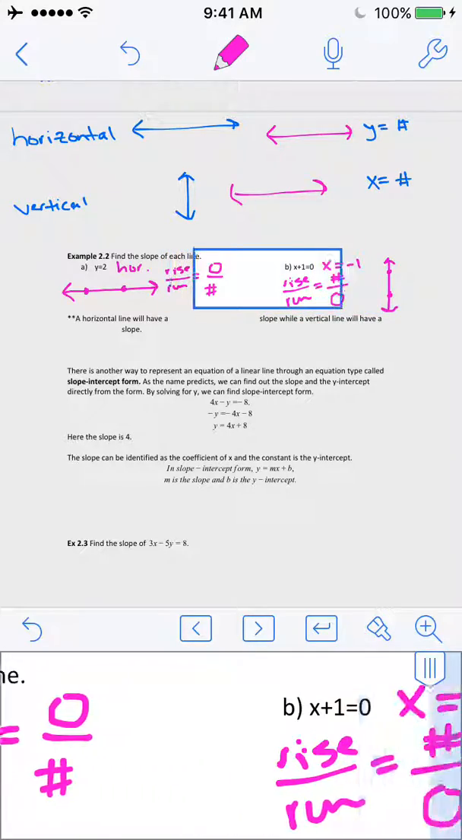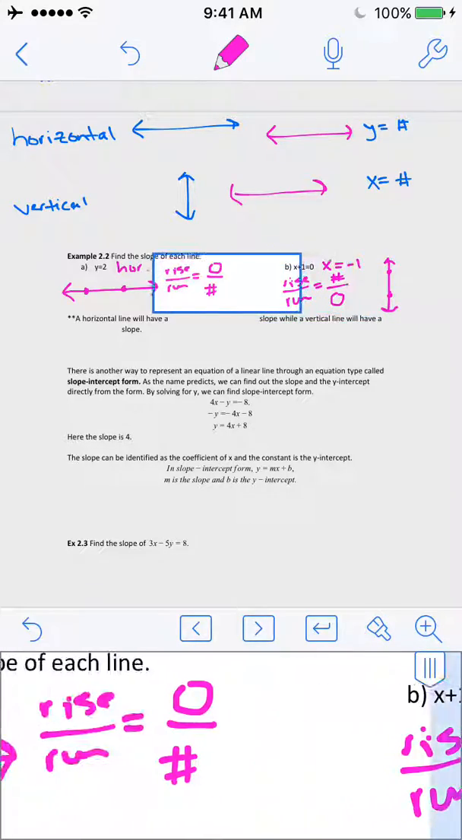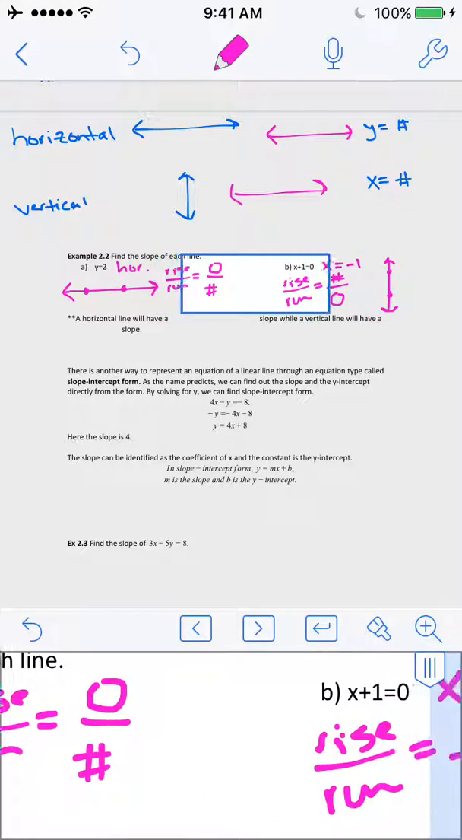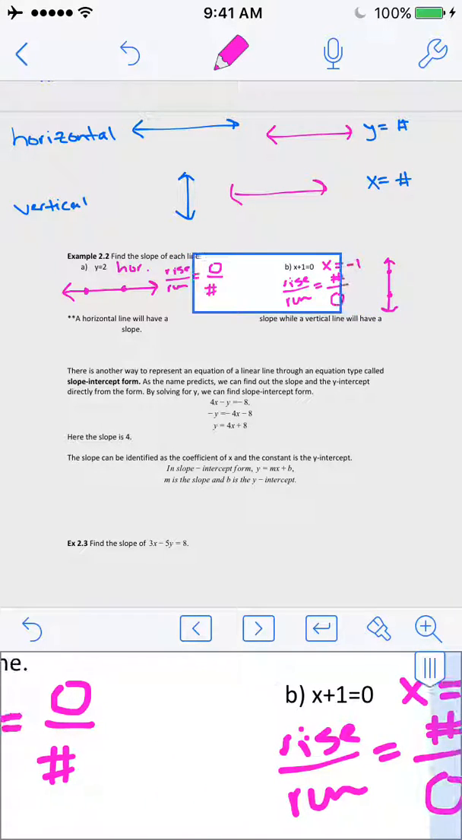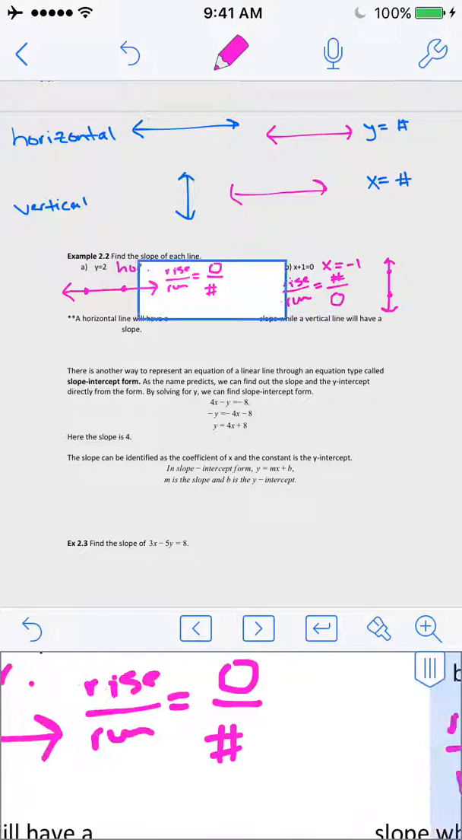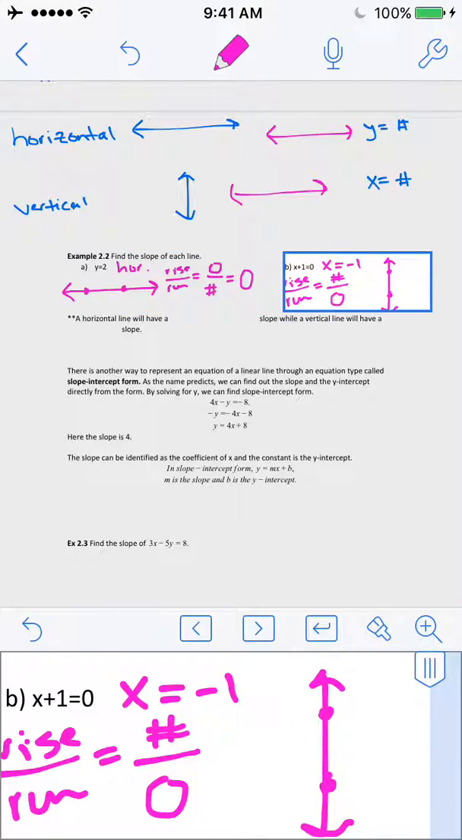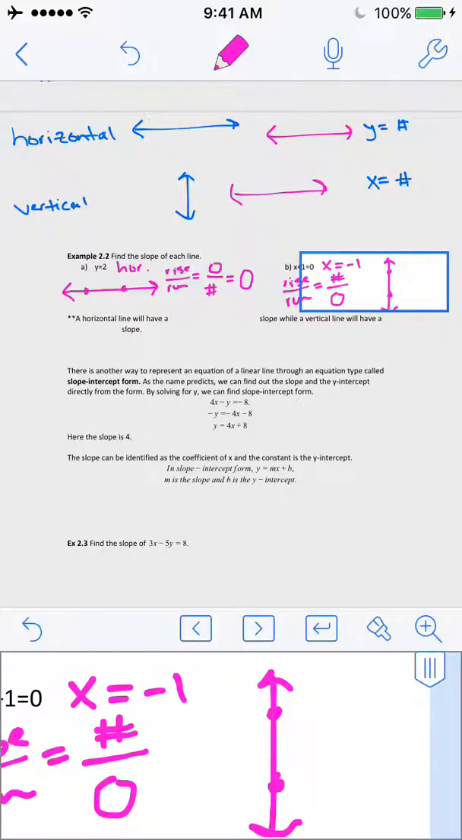Now, which one of these is legal? Which one of these am I allowed to actually compute? If I had 4 over 0 or 0 over 4, which one of these 2 slopes would actually make sense? That's right, the second one. You can't divide by 0. 0 over 4 is okay, and it would just give you a slope of 0. Anything 0 divided by anything is okay. However, this one, you can't divide by 0. So this one is what we call undefined, or you'll see it sometimes in your homework as DNE, does not exist.